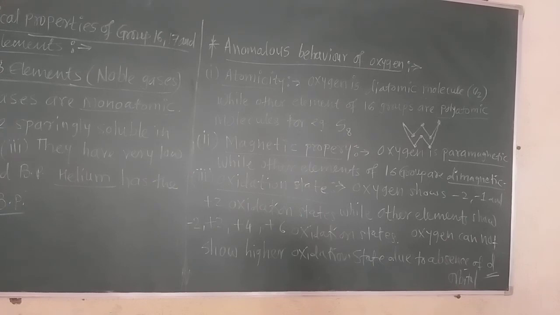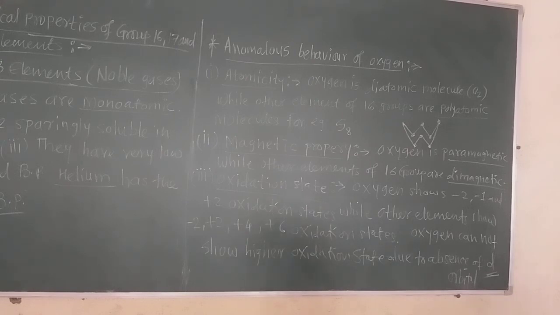Common covalency of oxygen is 2. Oxygen has valency 2. In rare cases it is 4. But for the other members of group 16, the covalency can exceed 4 also. That means the valency of the other elements of this group can be 4 or more, but oxygen commonly shows a valency of 2. Then there are other anomalous behaviors of oxygen.